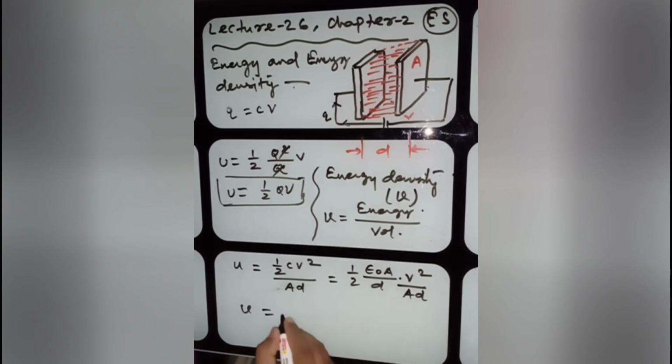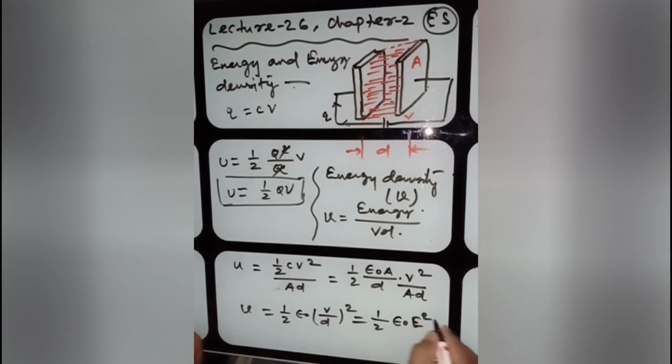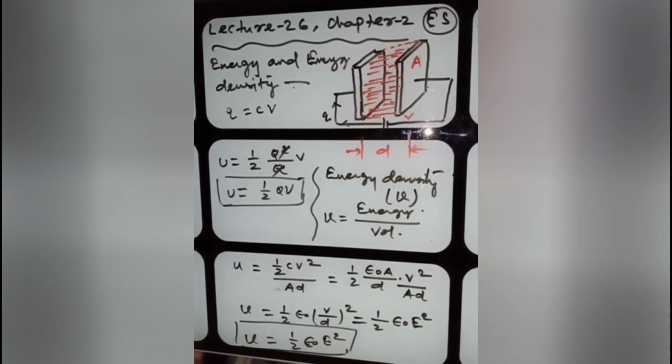A will be cancelled out, and we get half epsilon naught, V over d, whole square. And what is V over d, my dear student? It is V by d, which is the electric field. So half epsilon naught E square. U is half epsilon naught E square. This also explains the energy stored in the presence of an electric field, that is called the electrostatic energy.